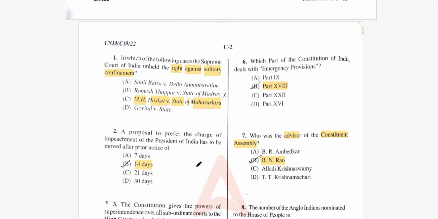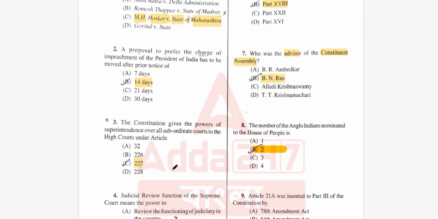A proposal to prefer the charge of impeachment of the President has to be moved after prior notice of 14 days. Option B is the right answer. Next question: the Constitution gives the power of superintendence over all subordinate courts to the High Court under Article 227. Okay, 227.